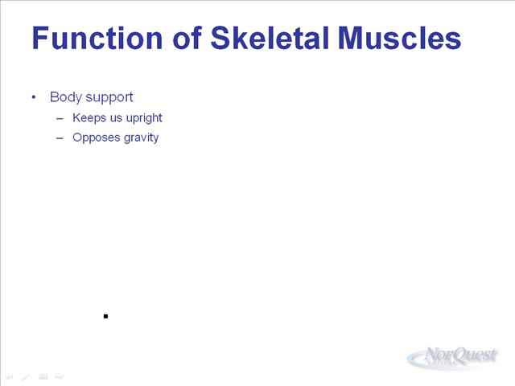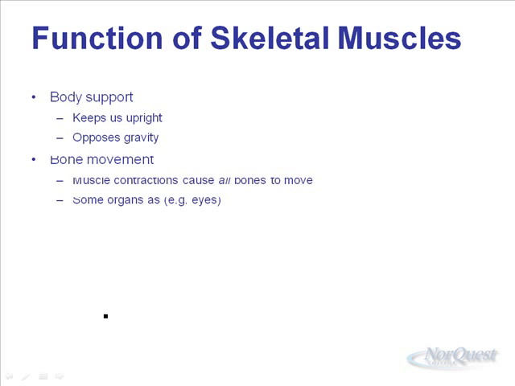So skeletal muscles are important for body support. They keep us upright and oppose gravity. They help us with bone movement. Muscle contractions cause all bones to move. None of the bones in our body can move just by themselves. Think about them pretty much as being just a bunch of rocks almost. The only way to move them is to have them attached to a muscle and have the muscle contract and lift that bone up from where it was before.